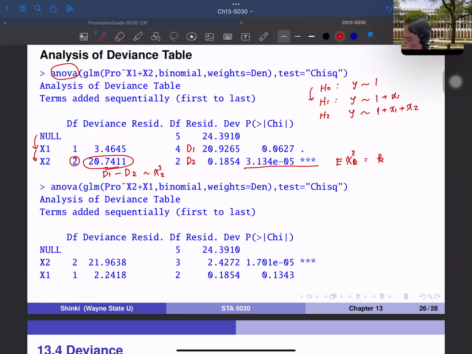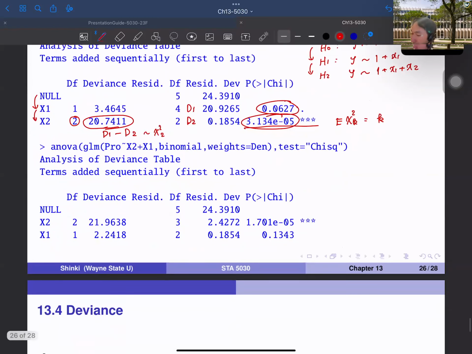So the test is from here to here and here to here. And the p-values are this and this. So actually X1 may not be useful. X1 has a p-value of 0.06, so X1 may not be useful. And if we change the order of the test, you can see the results for X1 and X2 are different. Then the test is different.